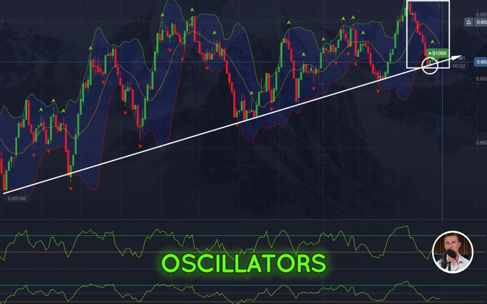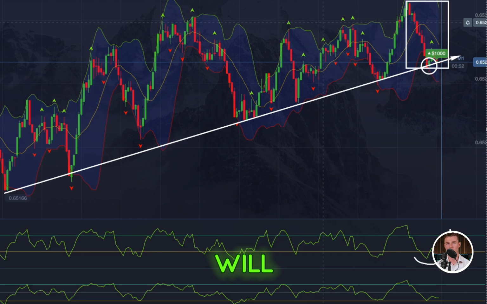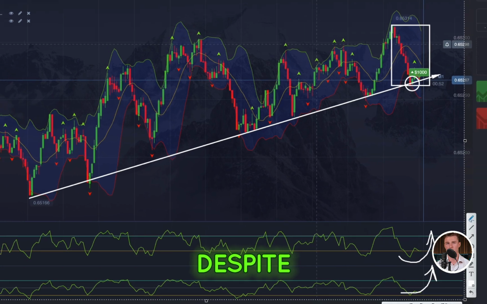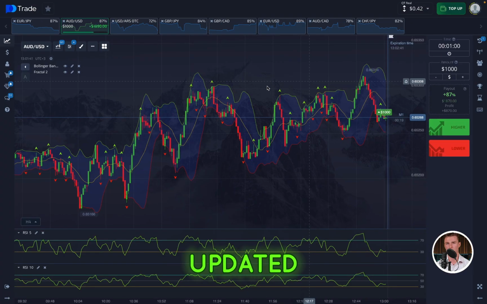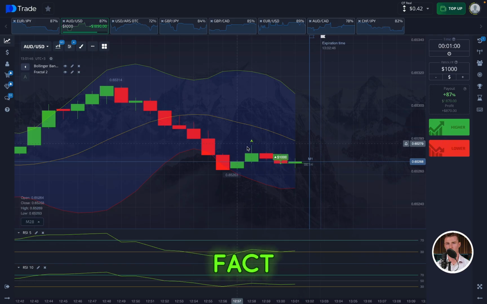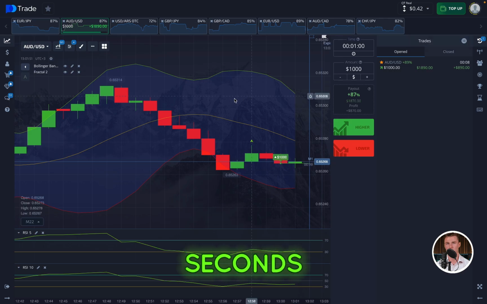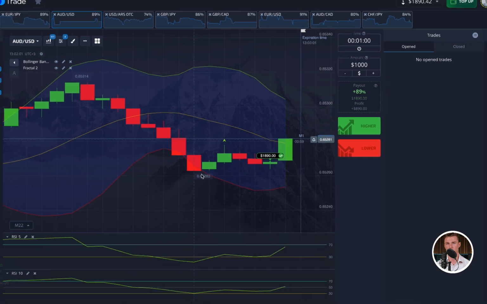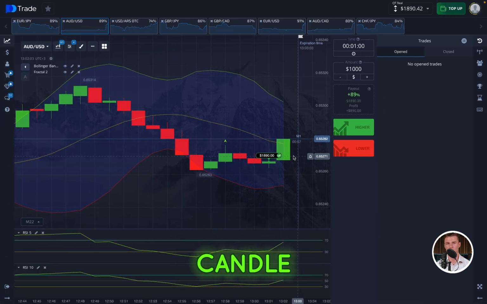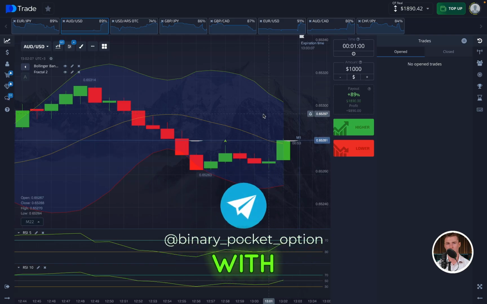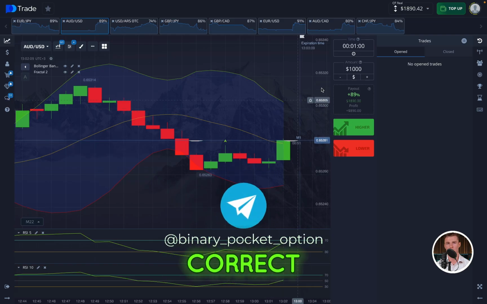I also pay attention to the oscillators and see that we are moving out of the oversold area for both oscillators. So in this case, I will open the deal anyway to increase, despite the fact that here we have updated the local maximum for the fractal. And in fact, our rollback may have already ended. So the last seconds and the first deal closes in A+. As I said, the dynamics on the next candle went up. In general, I am completely satisfied with the result. The deal was absolutely correct.